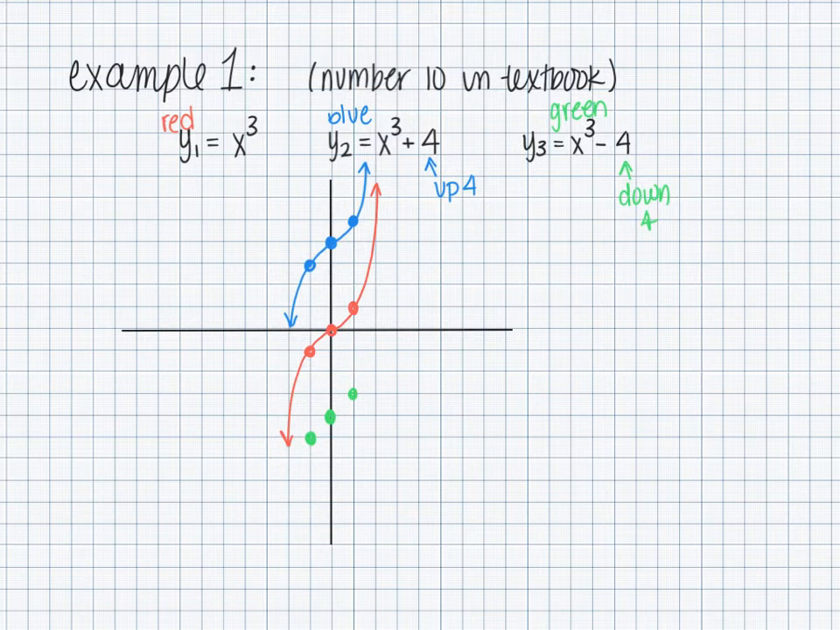And now I'm going to connect them with my curve. So there are your 3 graphs. Again, you are always graphing from the parent function. And the parent function is the x, and in this case, the cubed, or the x and the absolute values, or whatever the case may be.